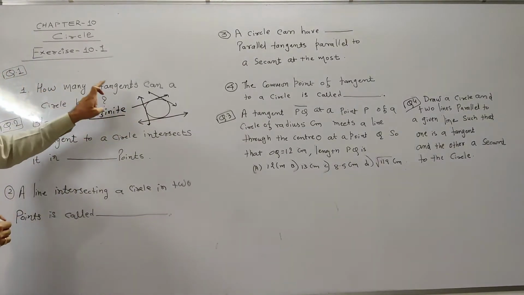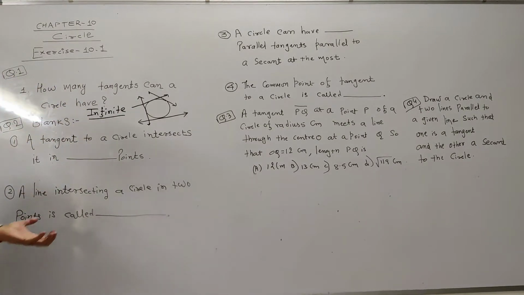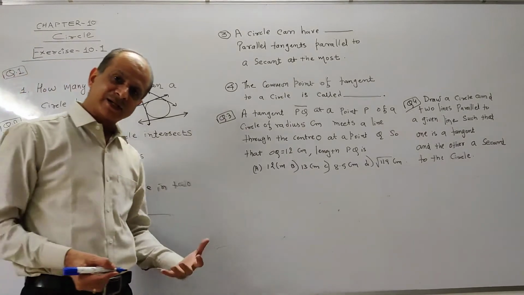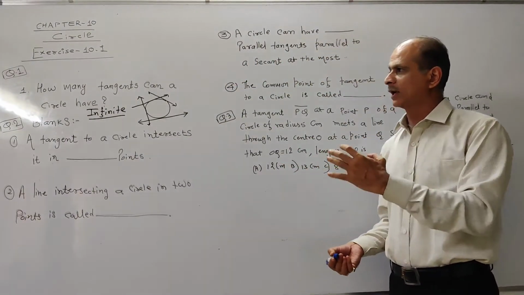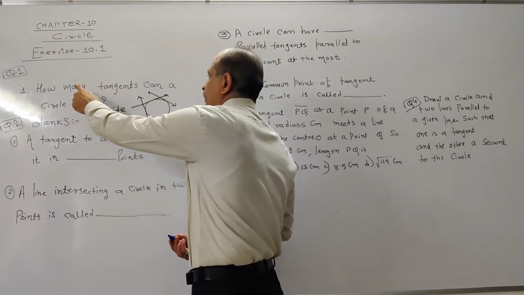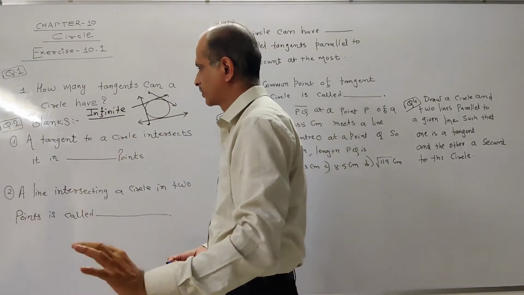So how many tangents can a circle have? A circle has infinite tangents because a circle has infinite points, and a tangent means a line which intersects the circle at one and only one point, and that's why we can say a circle has infinite tangents.